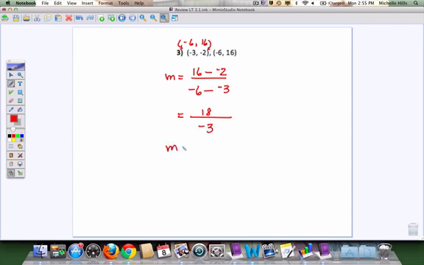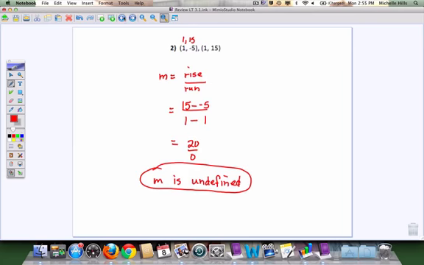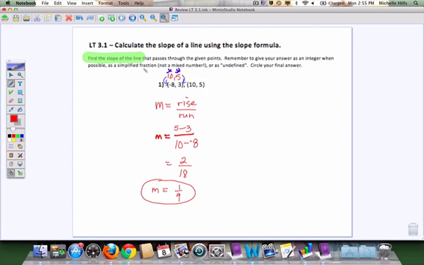And now, in this case, I do get an integer. I can take 18 and divide it by -3, and it is exactly -6. So my final answer, m equals -6. And I gave it that way because it said to give it as an integer when possible. It is possible to write that one as an integer, so I need to do it that way.